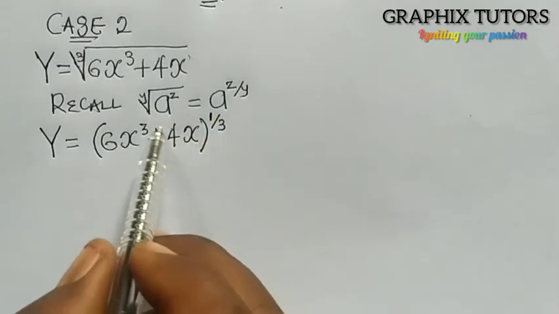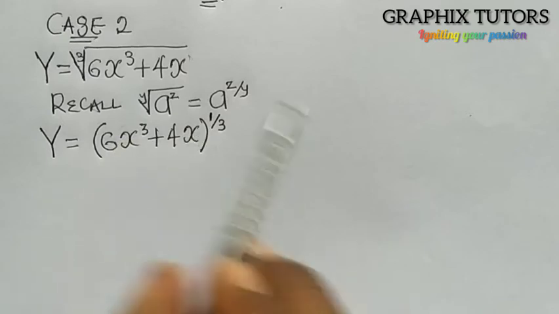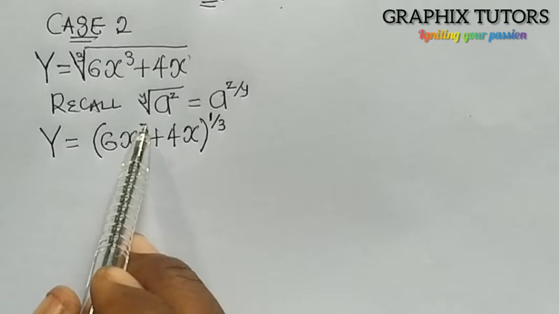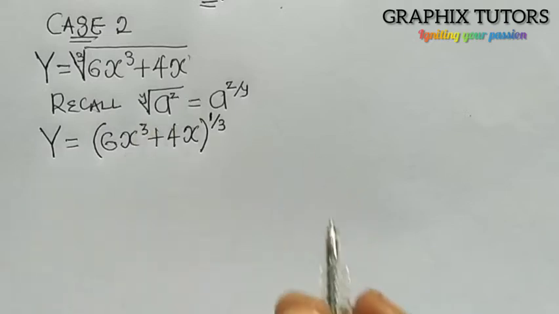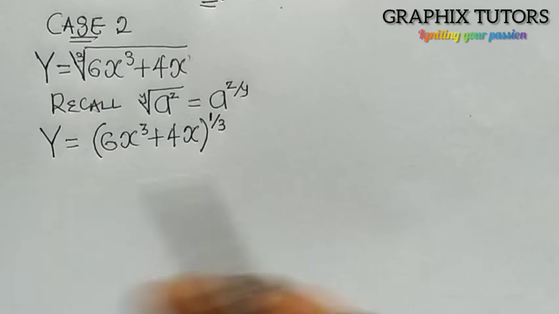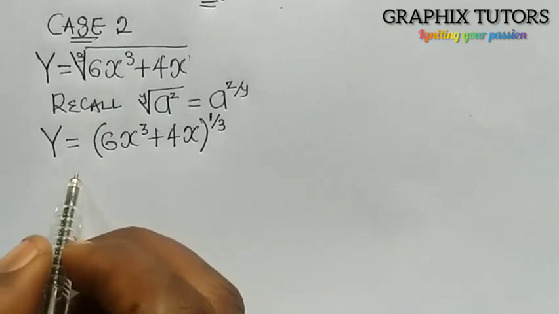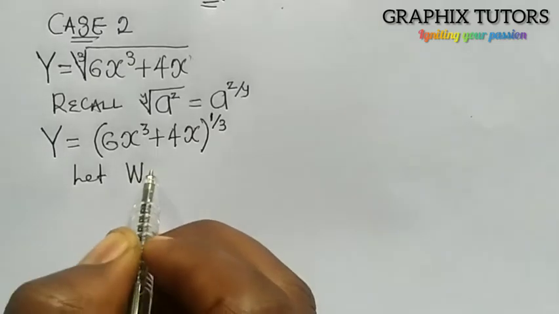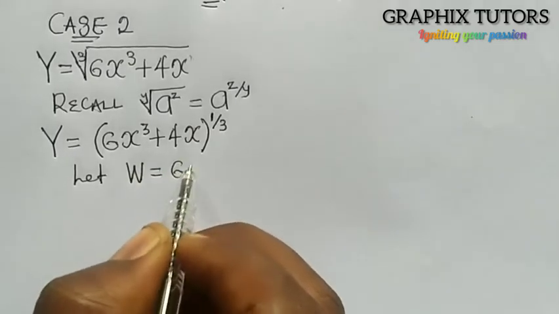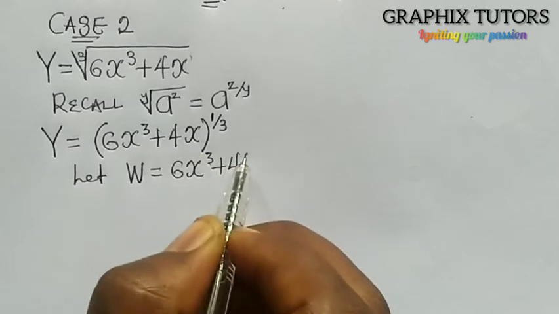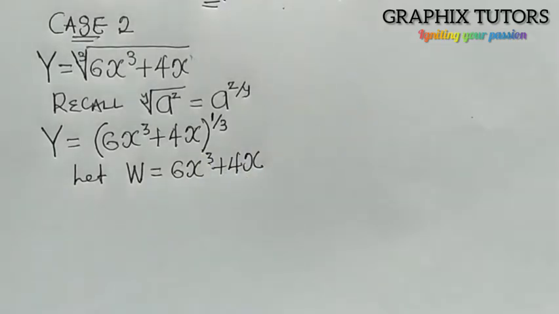Now we represent everything inside here by a function. So let me use another variable now. Since I used u the other time, I can use w this time. So I will say that let w be equals to what? 6x cubed plus 4x. Are we good?